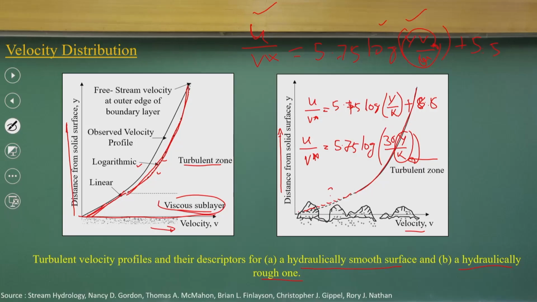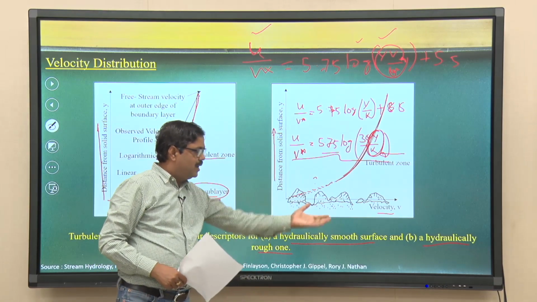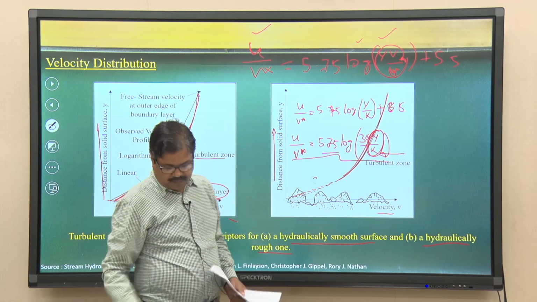But when you talk about the hydraulically rough zones, the velocity distribution does not depend upon the viscous force components, it depends more on the relative roughness value y by k, and that is the logarithmic profile. That is what the logarithmic profile is, as it approximates like this. So, this is the velocity distribution when you have a hydraulically smooth surface and a hydraulically rough surface.